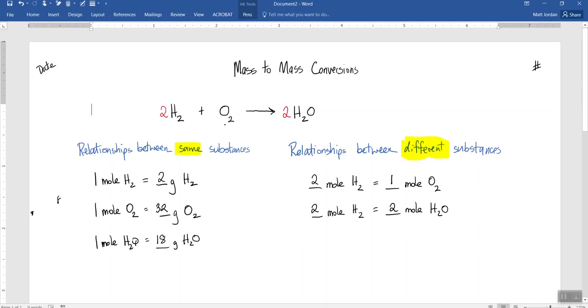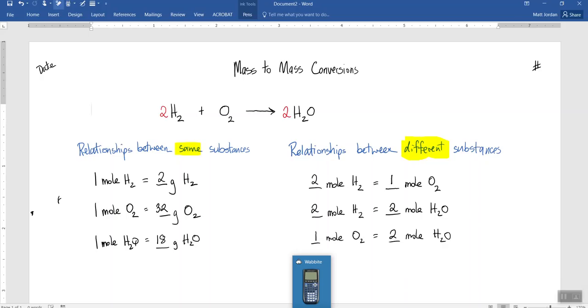And then lastly, you can make a relationship between moles of O2 and moles of water. So if you look, 1 mole of oxygen, O2, will produce 2 moles of H2O. So these are all the relationships that we can make from this balanced chemical equation. Now we're going to use these relationships to actually make some predictions.